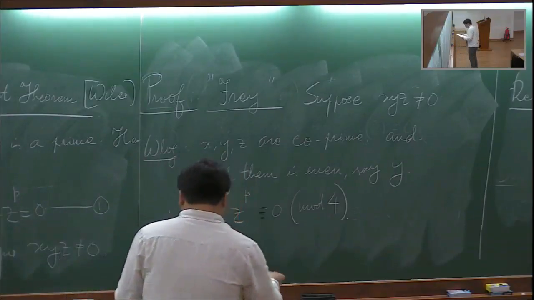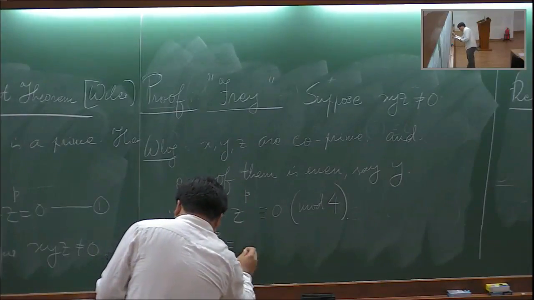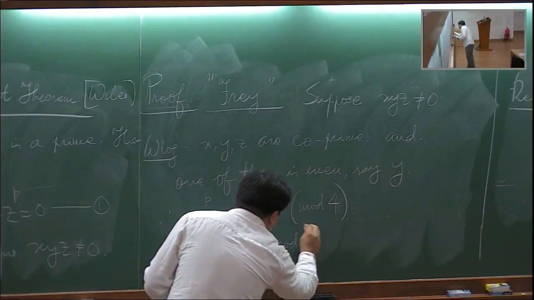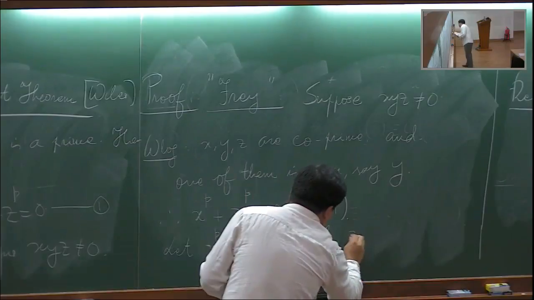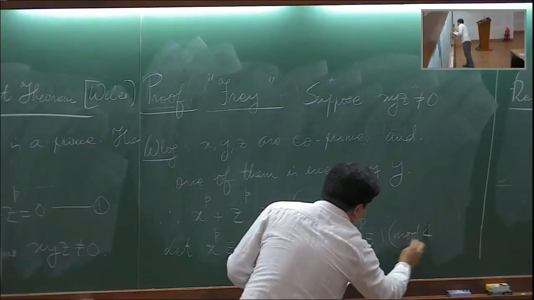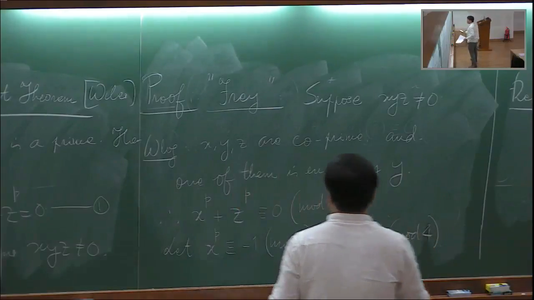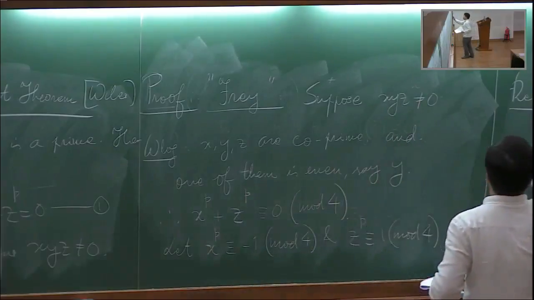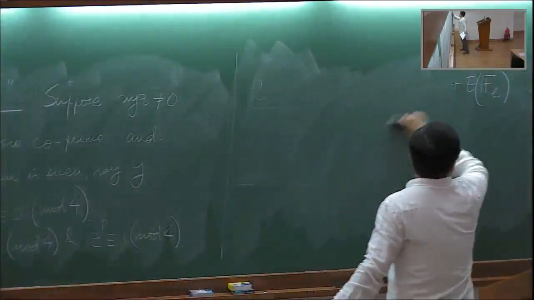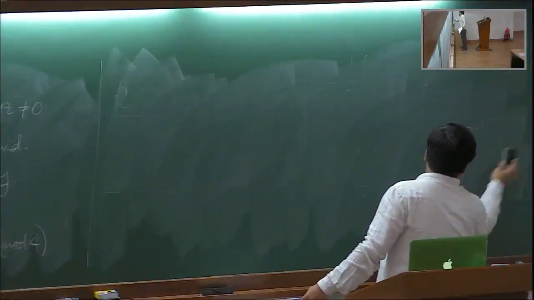So let's make an assumption. Let x to the p be congruent to -1 mod 4, and z to the p be congruent to 1 mod 4. Okay, so now I have to use this, right? x, y, z not equal to 0, and I also have to make an elliptic curve out of this.